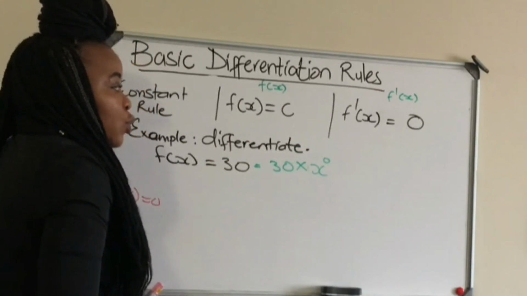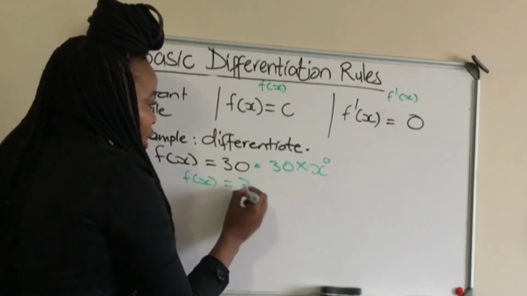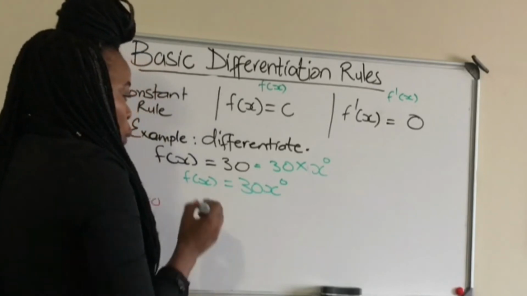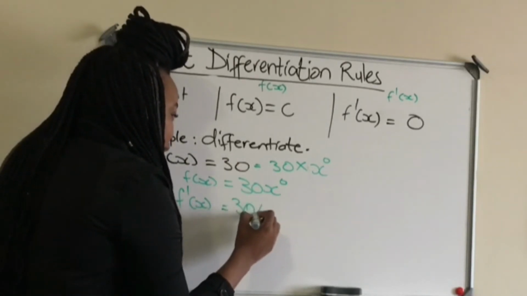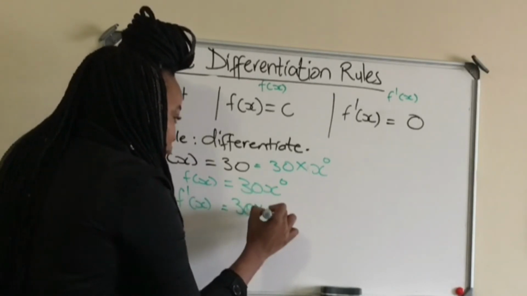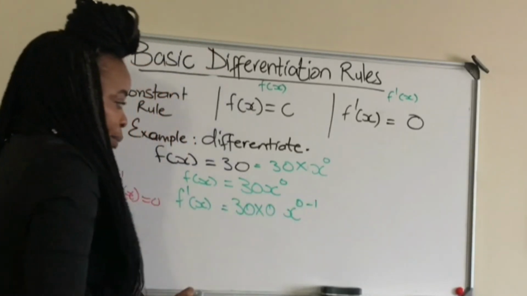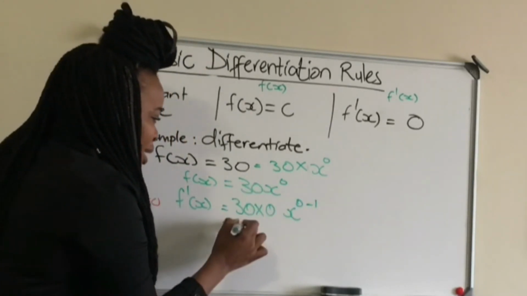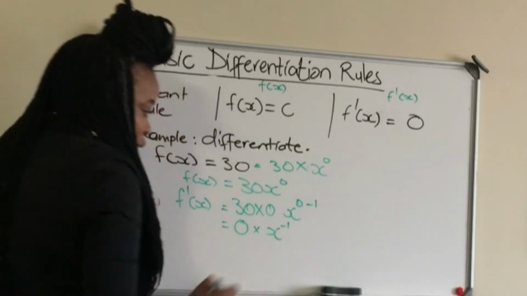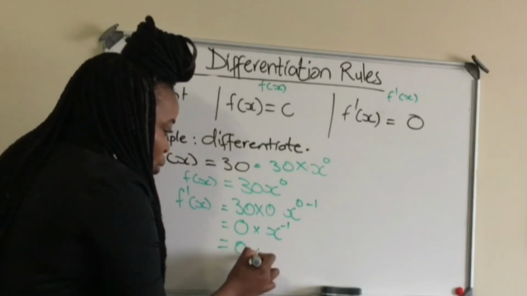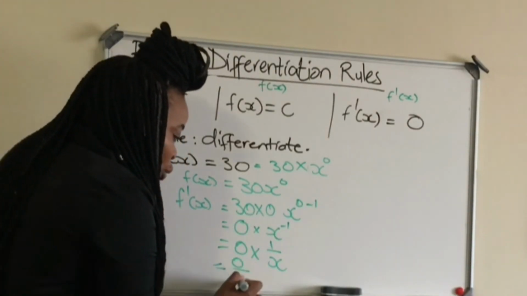What did we say we do? If this is my function, which means f of x is equal to 30x to the power 0, what I do to get f prime of x is, I will say 30 times, because it's a constant, which is c, times n, which is 0, and then I have x to the power 0 minus 1, right? What is that equal to? That is 30 times 0 is just 0, times x to the power negative 1, which means I have 0 times 1 over x, right? Which means I have 0 over x, which is 0.